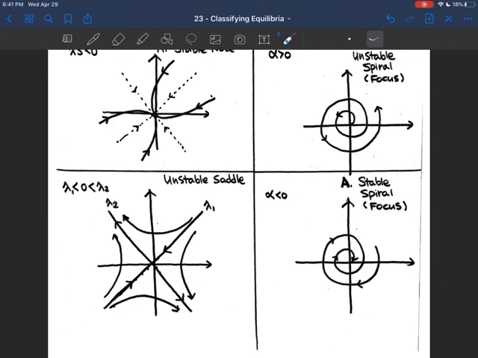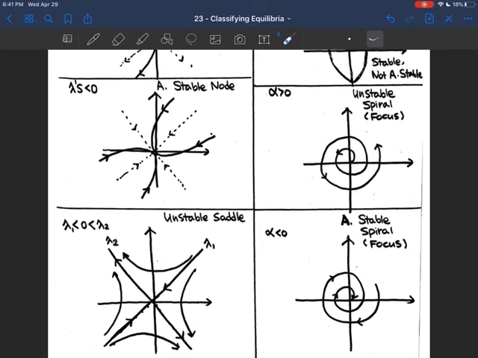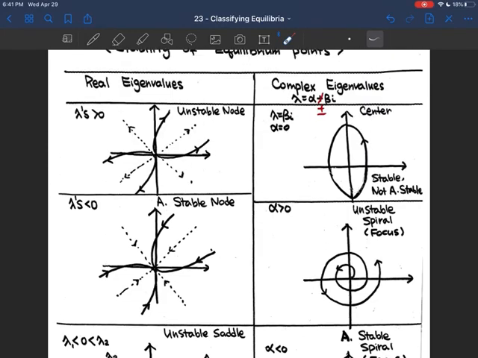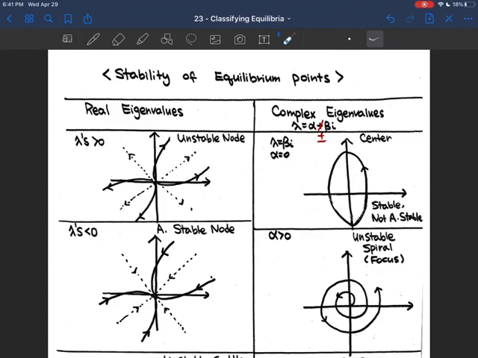We take these local pictures that we get from linearization and paste them together to get an overall qualitative idea of how the solutions will behave in the system as an entirety. And we'll look a little bit at that in one of the last lectures that we do, next Monday. All right, that's about it.